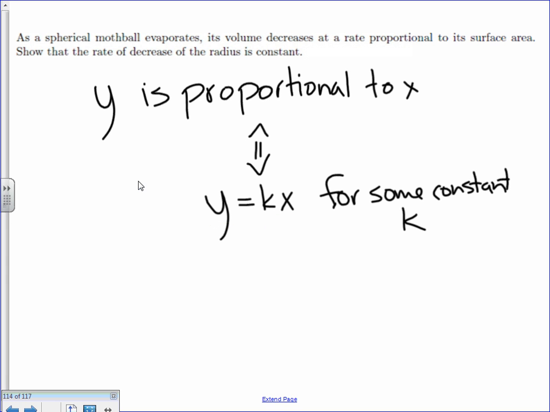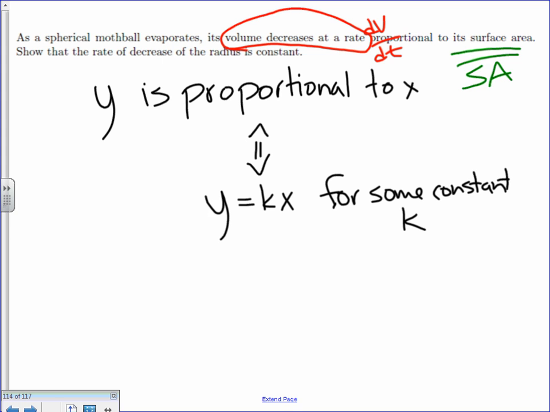Okay, so we've got to figure out what two things in this problem are proportional. Its volume decreases at a rate proportional, decreases at some rate. Well, what is that thing right there? That is dV dt. The rate at which the volume is decreasing is dV dt. The rate proportional to its surface area. Now, this isn't saying the rate at which its surface area is changing. This is actually just the regular old surface area.